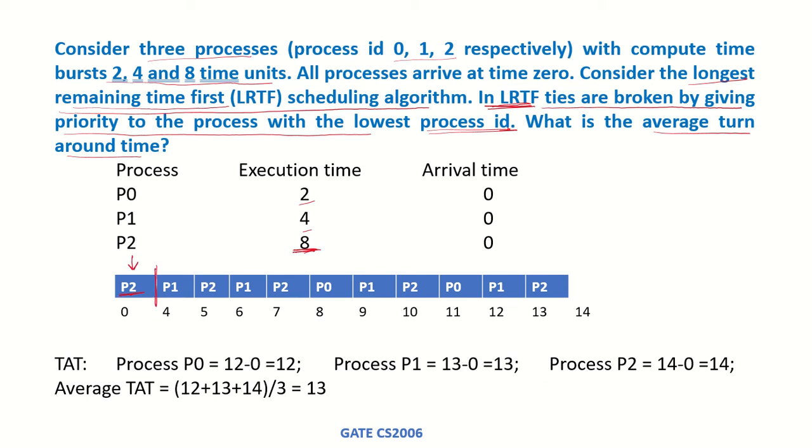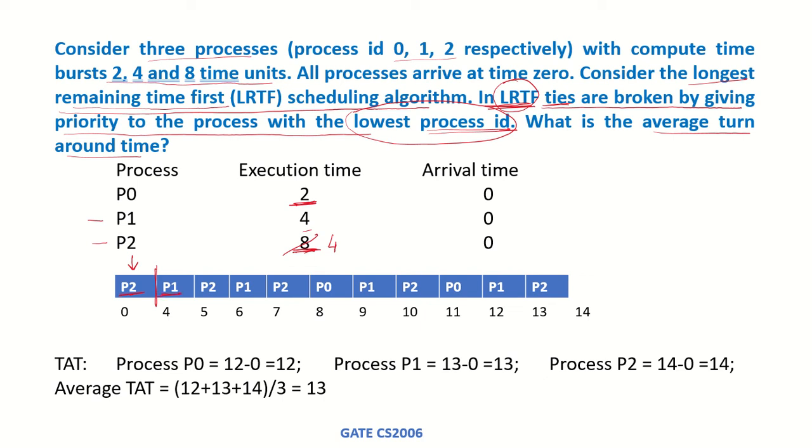Now at time 4, P2 has completed 4 time units. So now the time left is 4. And if you compare P1 and P2, both are having the time left 4. It is definitely greater than the execution time of P0, which is 2, and since we are following LRTF, now at this point we are just concerning ourselves with P1 and P2. And it said that if there is a tie, then whichever process has the lowest process ID, that process will be given the CPU. So that means now process P1 will be given the CPU.